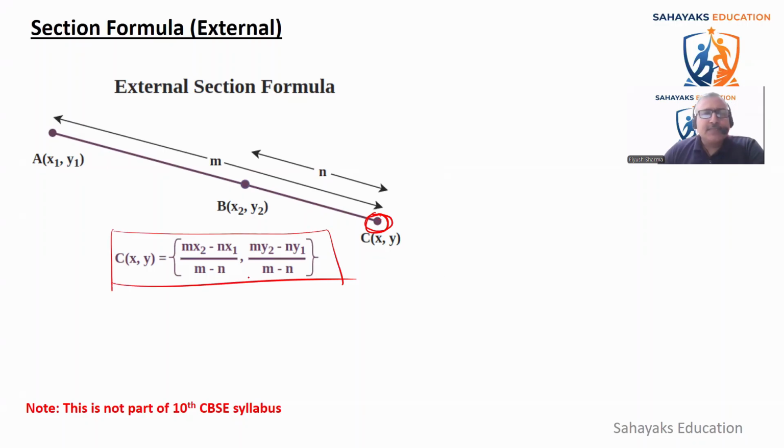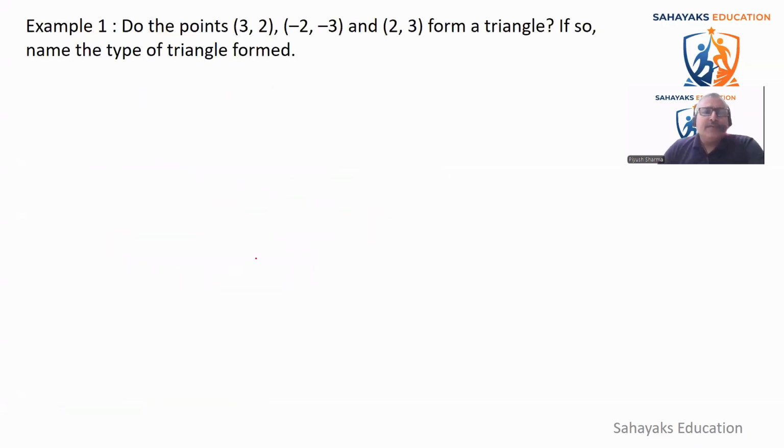So coming to next, we have examples. Do the points this, and this form a triangle? If so, name the type of triangle formed. Okay, so first understand what a triangle is.